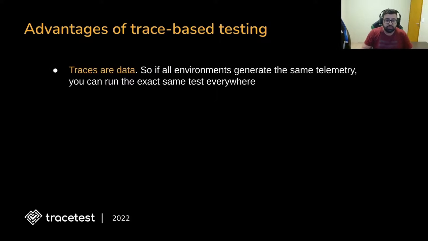Another thing is that traces are data. So if you generate the telemetry the same way across your environments, you can run the exact same test anywhere. So you have to test your create user endpoint, for example. In production, staging, dev, they work the same. You might use a mock in the dev environment, but the telemetry should be the same. And because the telemetry is the same, the trace would be the same as well.